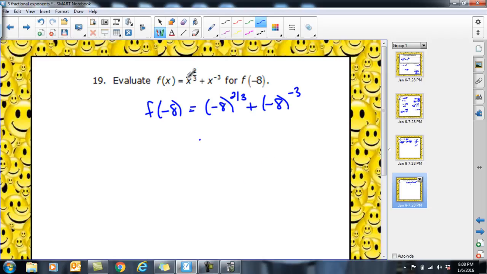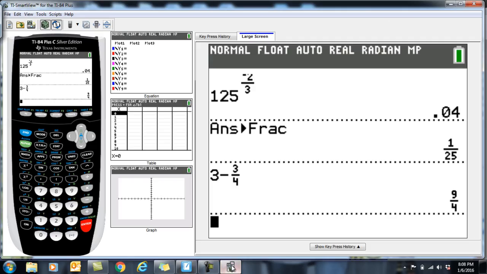So now your calculator will take care of all of this. It doesn't ask you to write it in a specific form. It doesn't say put this in rational form, rational exponent form, or radical form. It just says I want you to evaluate. So I want a solution. So calculator work is totally fine here.